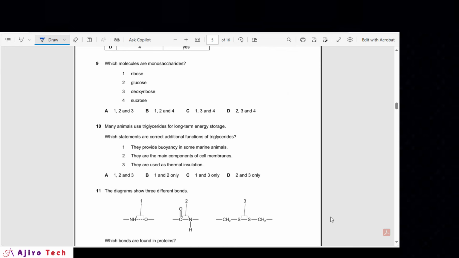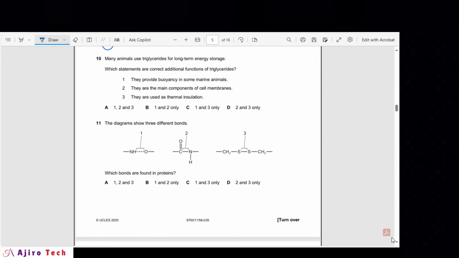Which molecules are monosaccharides? Of course, monosaccharides are simple sugars, and they can be 3 carbon, 4 carbon, 5 carbon, 6 carbon, like that. So this is a 5 carbon monosaccharide, this is a 6 carbon monosaccharide, another 5 carbon monosaccharide, but this is a disaccharide. So the answer to this question is 1, 2, and 3. Now go to the next one, number 10.